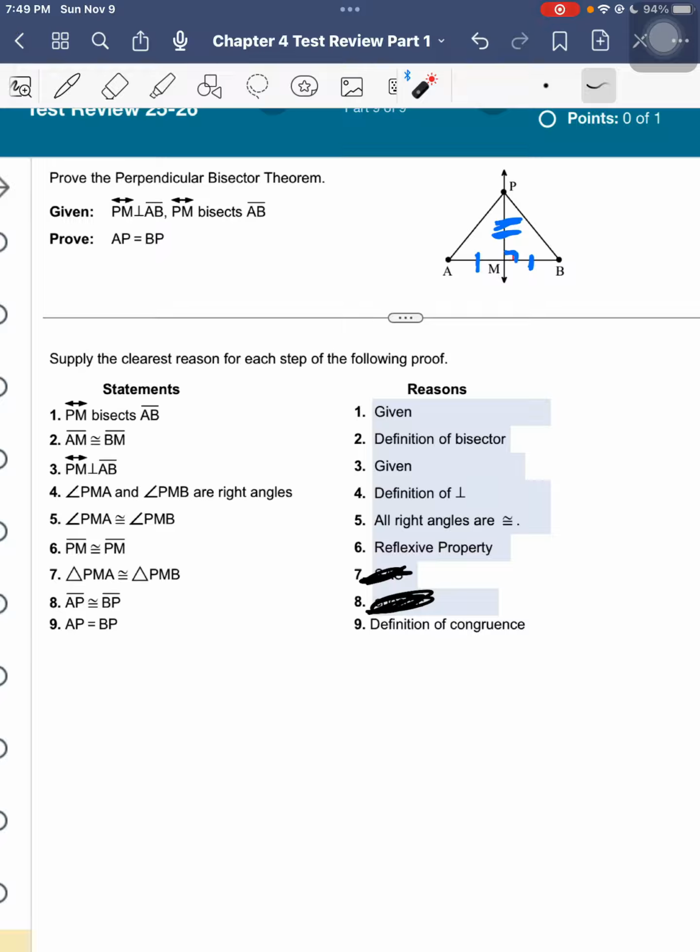So how are these two triangles, triangle AMP and BMP, congruent? Because of SAS. So it should be SAS. And now, how do I know that segment AP is congruent to segment BP? Because of CPCTC. Okay.